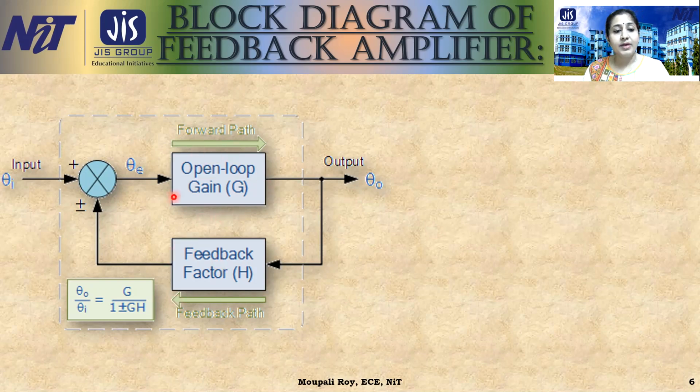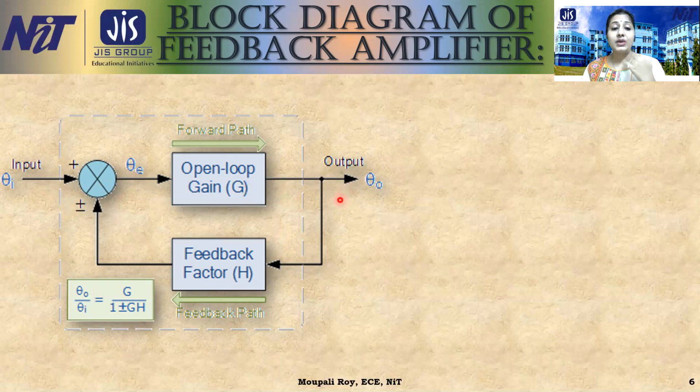This is the open loop gain, this is the feedback gain. If this feedback is absent, then this is the open path. That means we are giving the input, this is the open loop gain, and whatever output we get is the open path. This is the closed path, that means with the feedback. So the systems are of two types: one is the open loop system, another is the closed loop system. Closed loop system means with feedback, open loop system means without feedback.